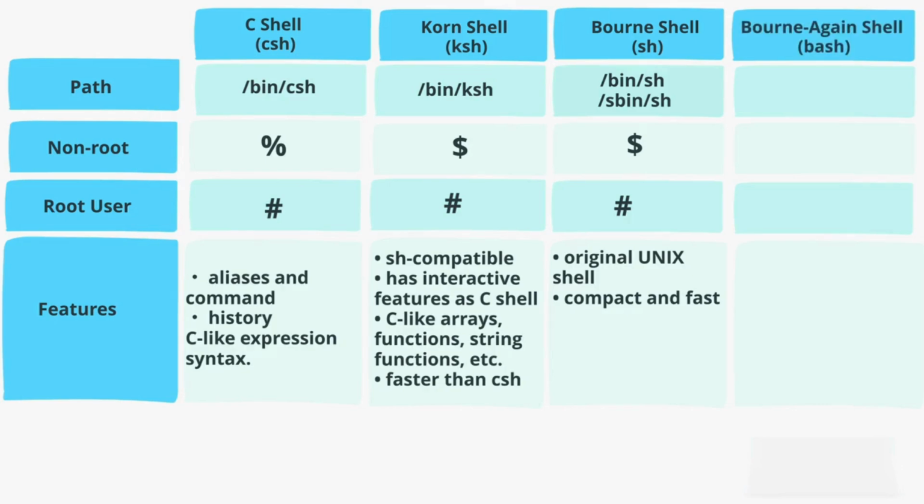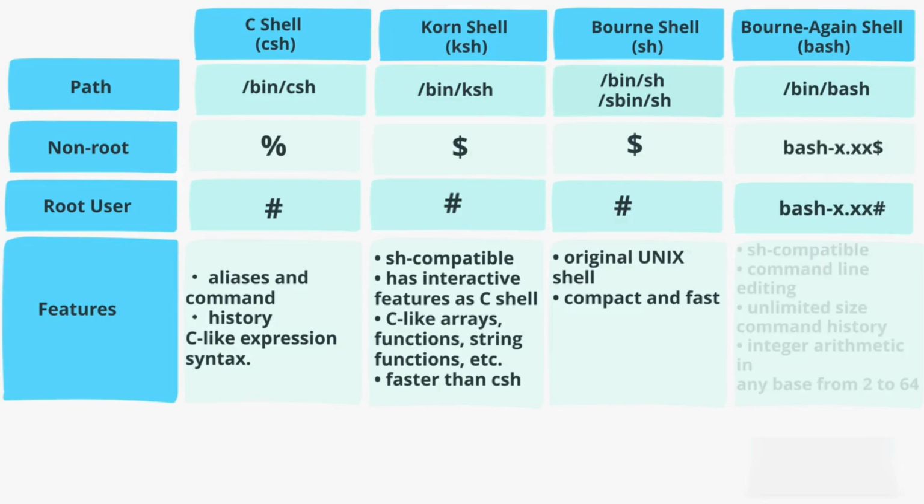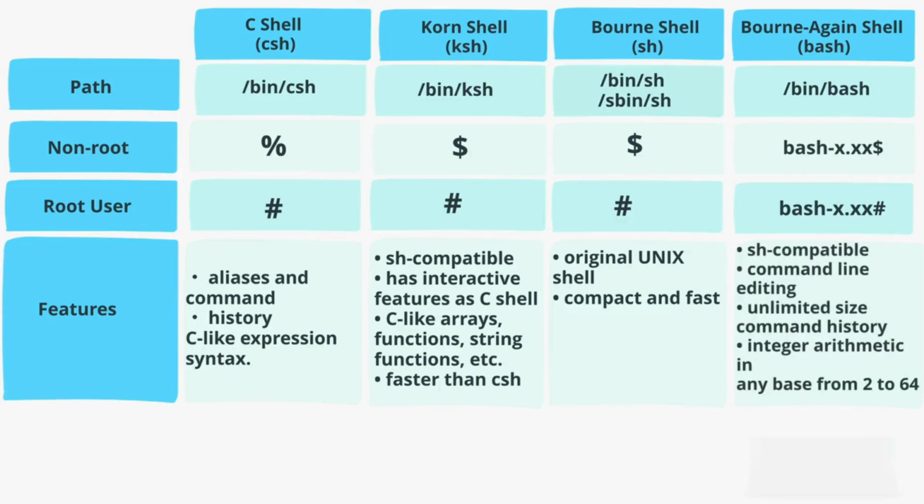4. Bourne Again shell, bash, path /bin/bash, non-root prompt bash-x.xx$, root prompt bash-x.xx number sign (#). Features: sh compatible, like the original Bourne shell but with many more advanced features. Command line editing allows you to edit commands directly in the terminal. Unlimited command history. No need to worry about losing old commands. Bash stores it all. Arithmetic support: you can perform integer arithmetic in any base from 2 to 64.